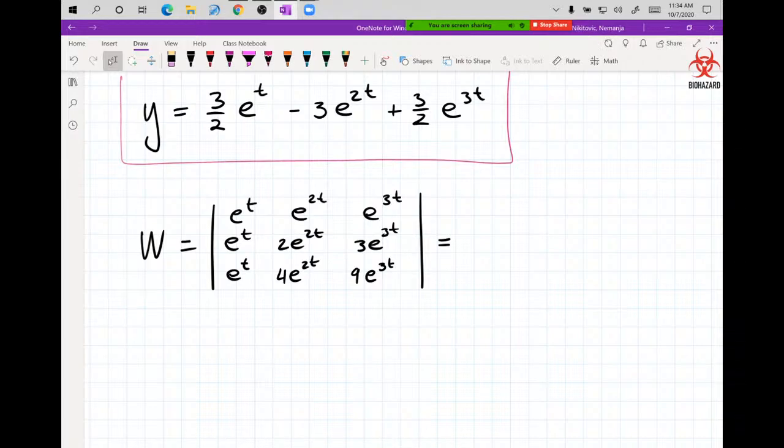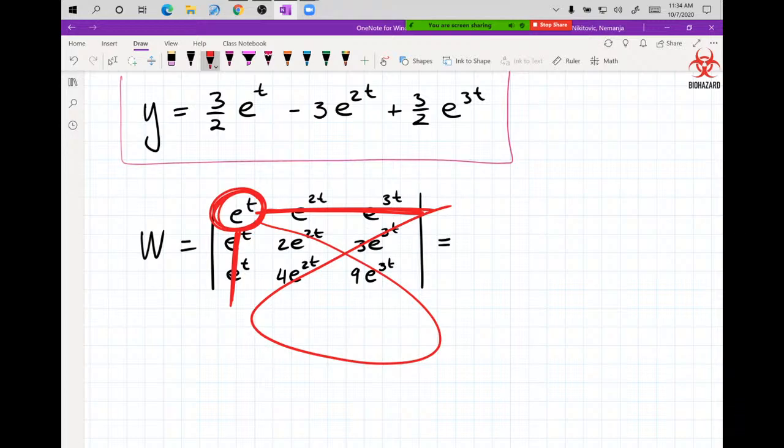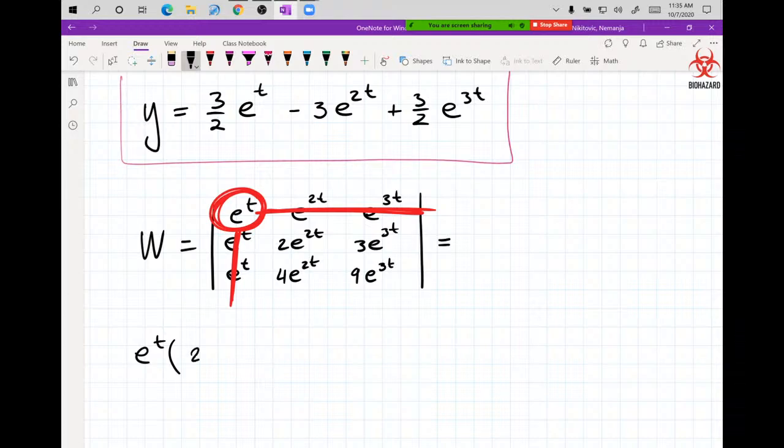The way you do a 3 by 3 determinant is you pick a point, and that eliminates the rest of your row and a column, and then you do the thing from last class for the remaining values. So if I pick e to the t, then I have 2e to the 2t times 9e to the 3t minus 4e to the 2t times 3e to the 3t. So if I pick e to the t, then we have a 2 by 2, and a 2 by 2 determinant is what we did last time. So that's the first one.